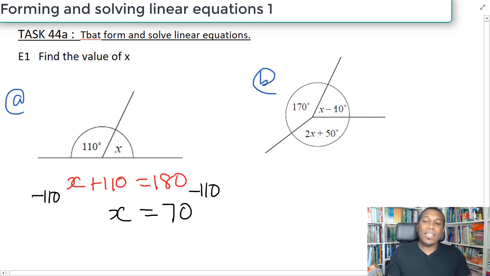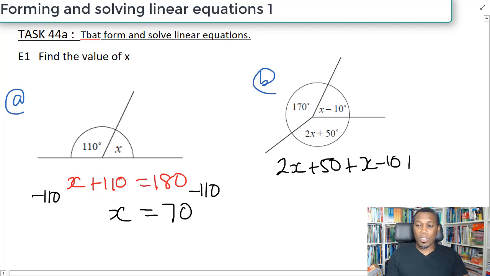Brilliant. What it means is that the model we want in terms of forming and solving an equation here is that if we add all of these expressions up, all these angles represented by expressions, we have to get 360 degrees. So I can write that down. I can write 2x plus 50, that's the angle at the bottom, and then I add it to x take away 10, x minus 10, and then I add it to 170. And when I add all those values, I need to get 360 because it's the angles about a point. They have to add up to 360.